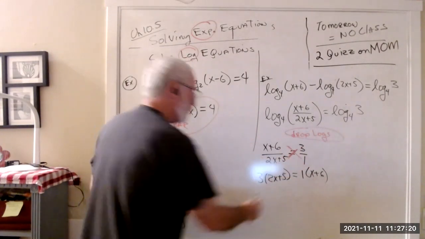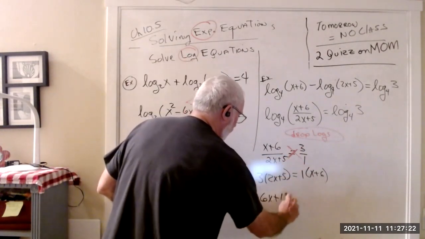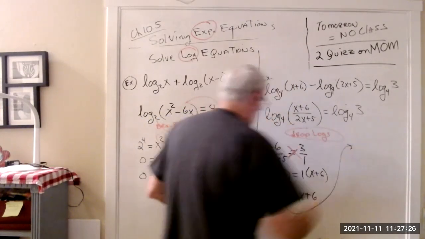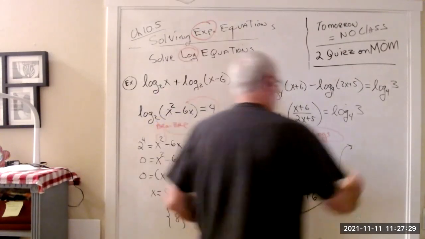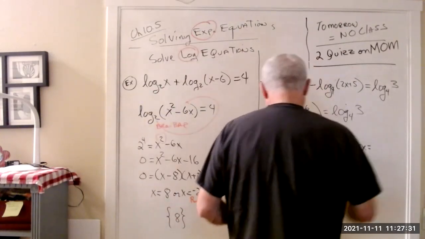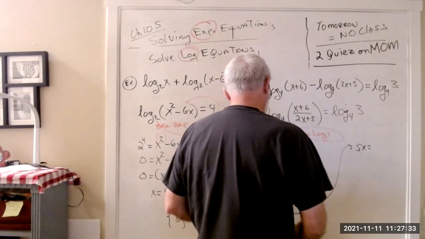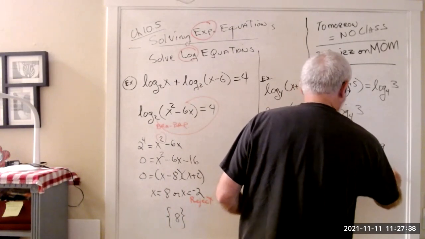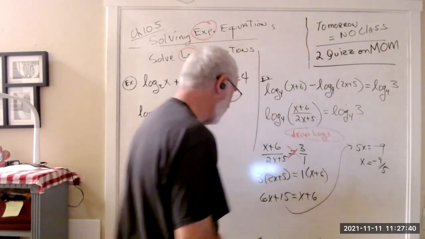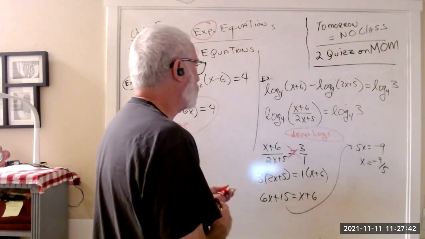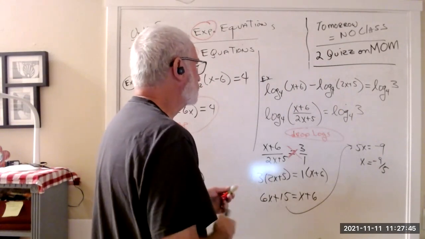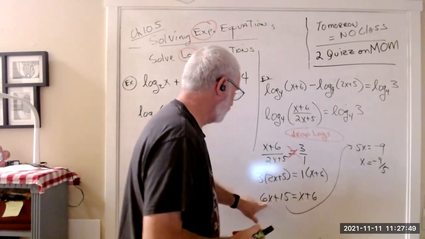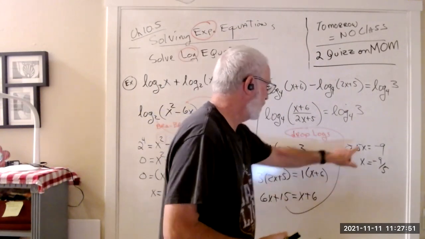All right, so this is 6x plus 15 equals x plus 6. So what is this? 5x equals -9. X equals -9/5. I think I did that right. 6x, take away x is 5x, take away 15 is 9.